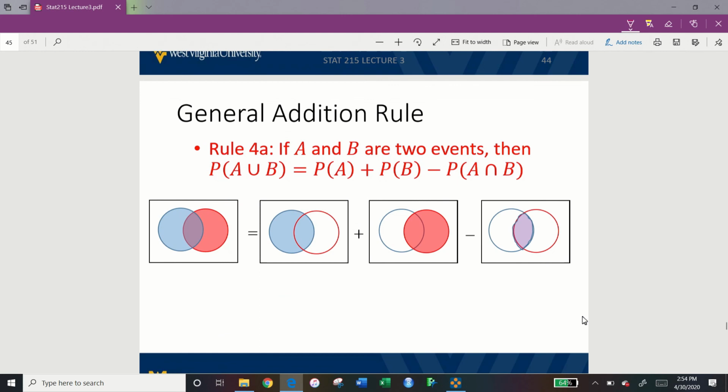Now, at this point, since we're still talking about the addition rule, I'd like to do a little bit of a subset of it. Let's call this Rule 4A. If A and B are 2 events, then the probability of A or B equals the probability of A plus the probability of B minus the probability of A and B. Remember, when we see that U symbol, that's the union. When we see the reverse, that is the intersection.